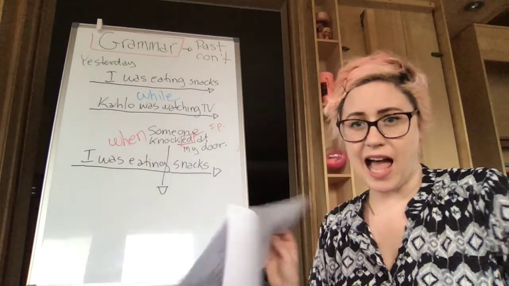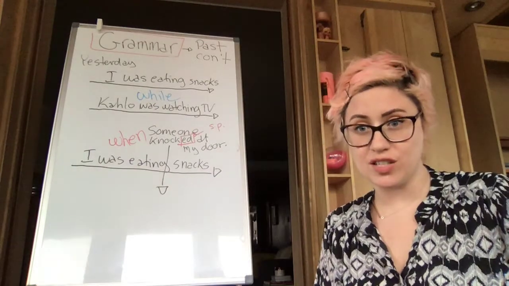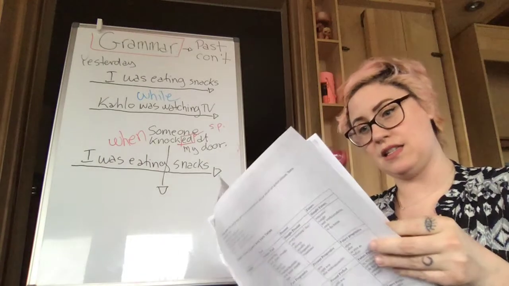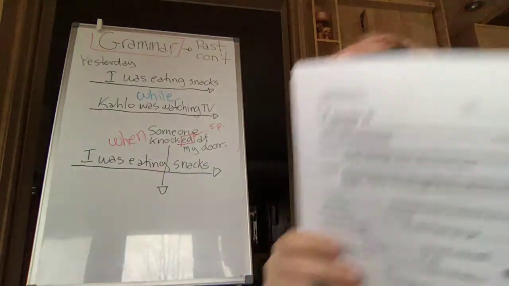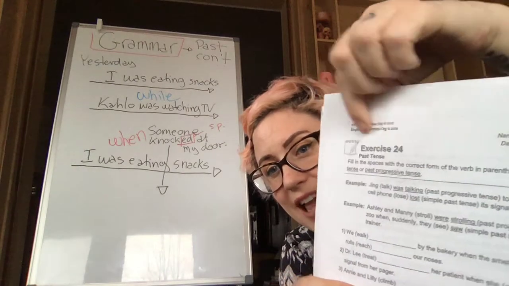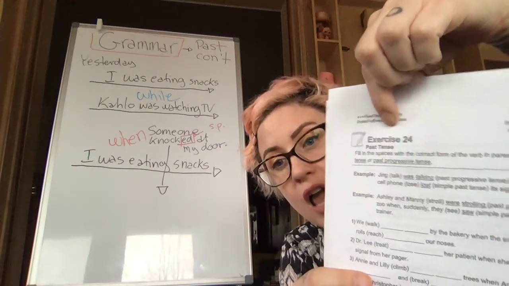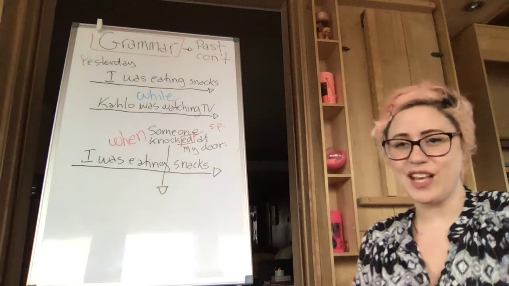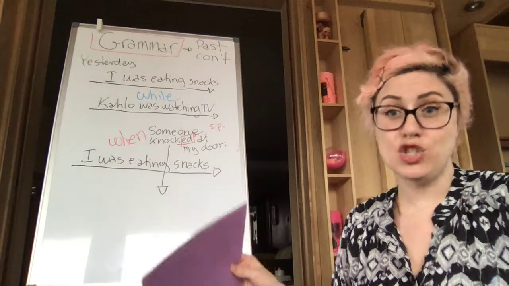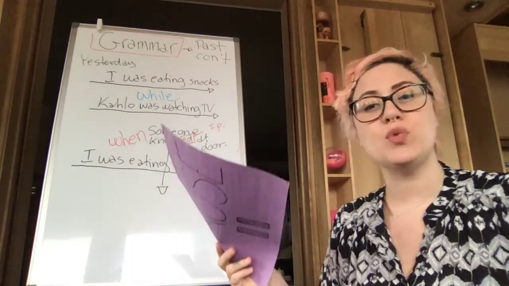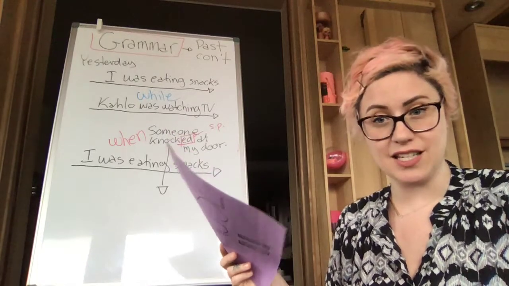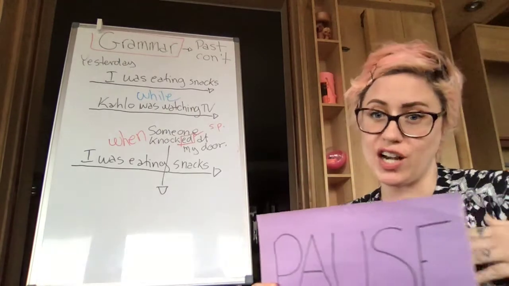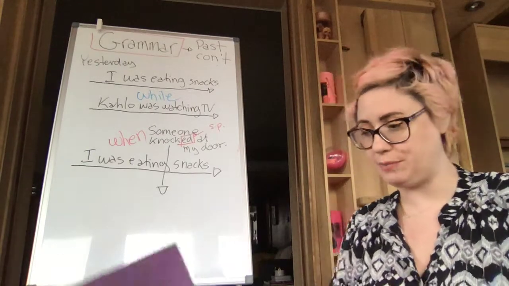All right. So right now, your exercise is to get this piece of paper, and I want you to find exercise, what am I doing? Exercise 24. Exercise 24, past tense. Please do this exercise now. You must choose between the simple past and the past continuous. Please pause and do this exercise now. And when you return, I'm going to give you the answers right now. Okay.